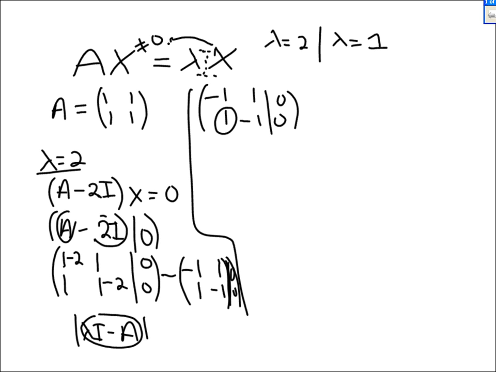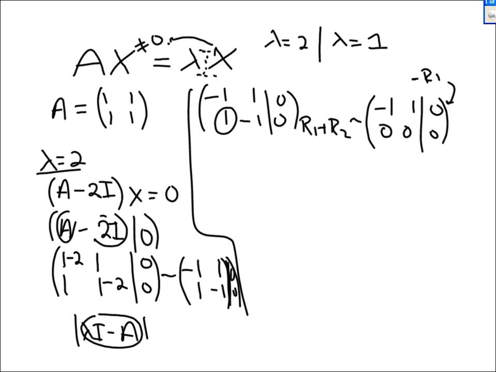I want to get that entry to be 0. Well, just add the top to it. That is, add row 1 and row 2. Row 1 was not changed. Row 2 becomes a row of zeros. And the next step is I would multiply row 1 by negative 1. So I get 1, negative 1, 0, 0. Augmented with 0.